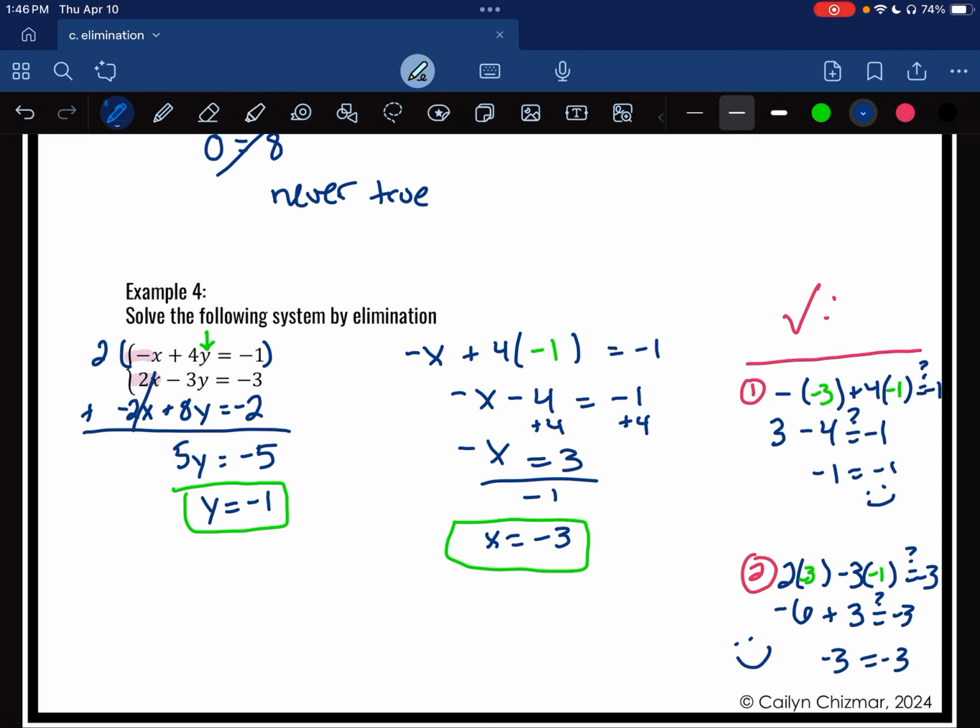So like I said, your teacher might prefer an ordered pair, so just know what's what, right? Personally, in my classes, I accept either. All right, and there you have it. So look at that, y'all. We just solved all those systems by elimination. Great job, everyone.